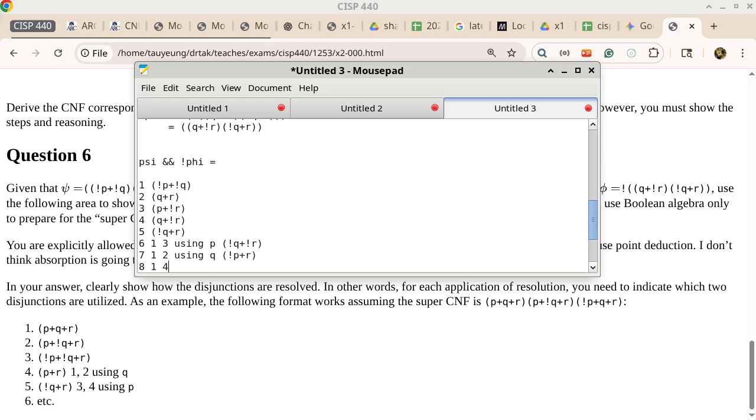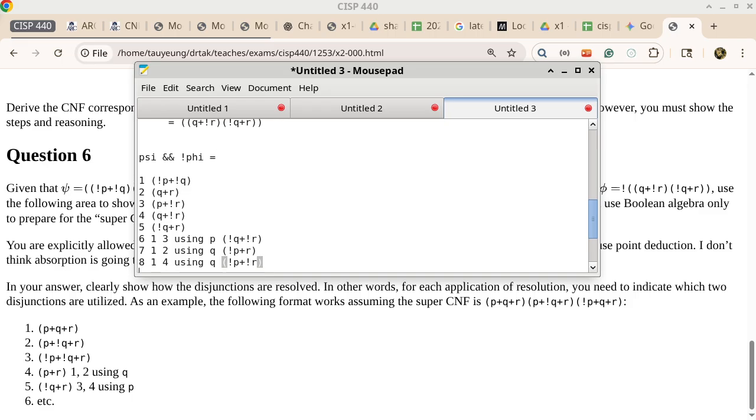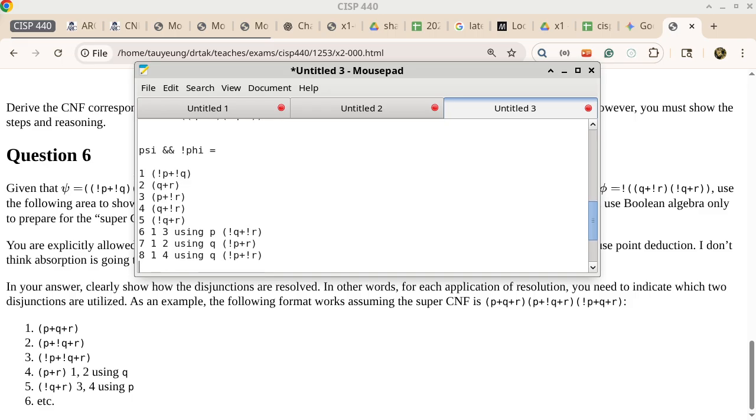Does anyone else have a Q? Yes, we have 1, 4. Using 1, 4, we can also use variable Q. So not P is left over from number 1, and then we have not R left over from number 4. The last one is not going to work because not Q does not resolve with not Q, so that one would not work.